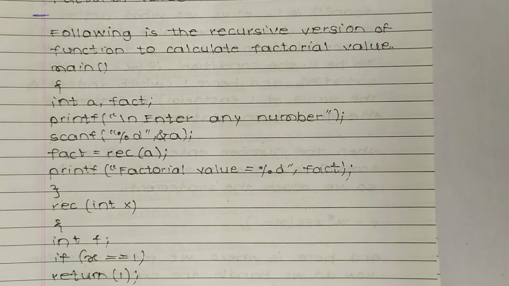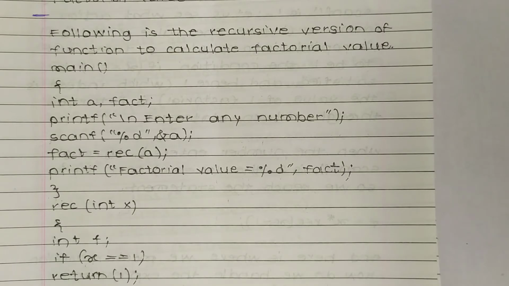Now a and fact are integers, so int a, fact. Now printf \n, enter any number. So \n is for next line, so enter any number. We are telling the user to enter that number. Now scanf, %d. So %d is used for integers, comma, ampersand a.